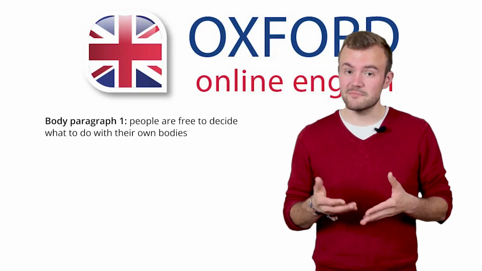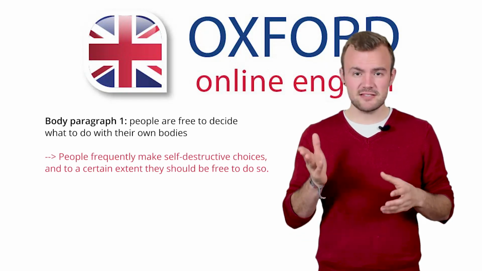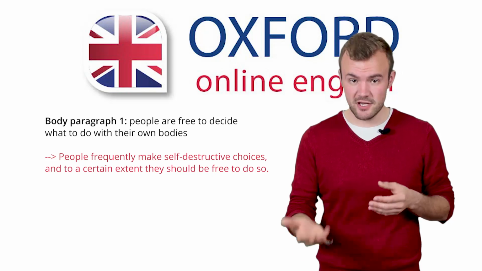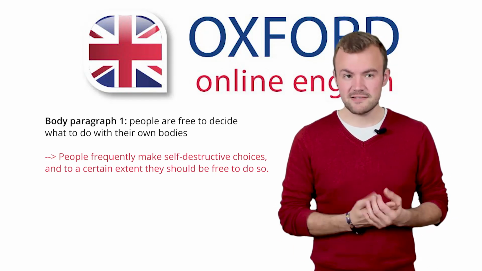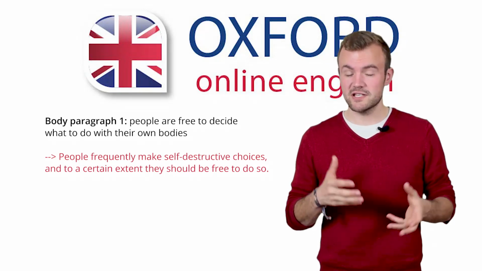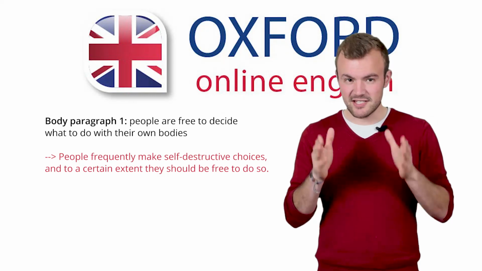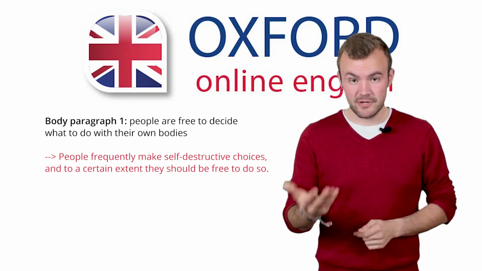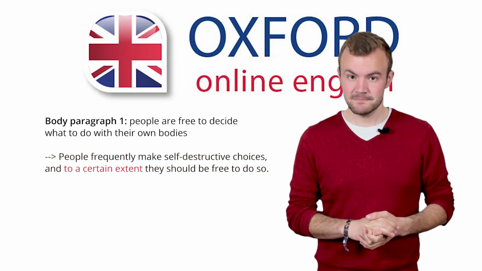Or you could say something more sophisticated, like, people frequently make self-destructive choices, and to a certain extent they should be free to do so. This is better, not only because it uses more advanced grammar and vocabulary, but also because it signals the conclusion. People are free to make bad choices, but that freedom has limits.